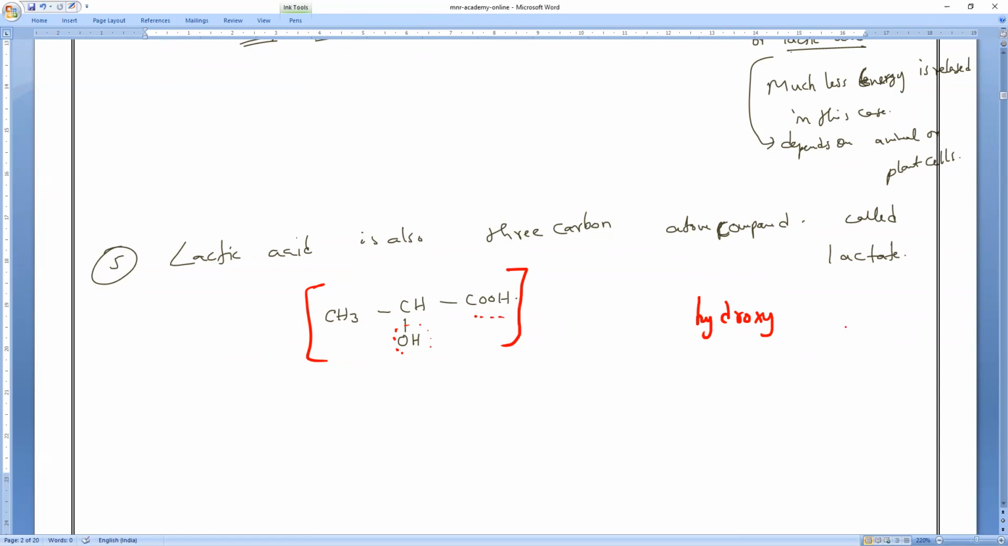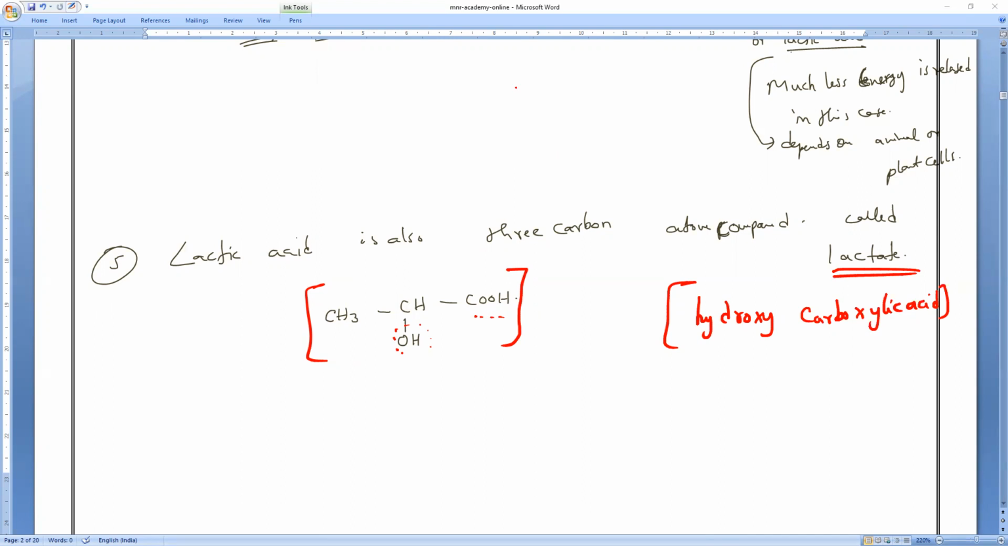I told you already, COOH means what? Carboxylic acid. So this is hydroxycarboxylic acid. That is what you have to remember. Is it okay? So lactic acid is also called what? Lactate. So these are the 5 points which you have to remember before going to study types of respiration.